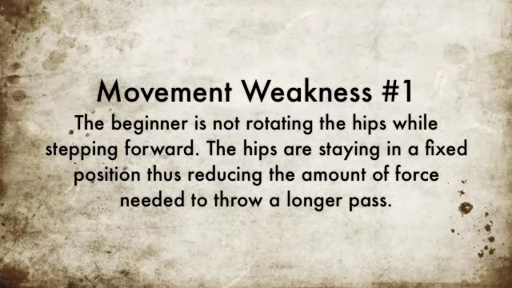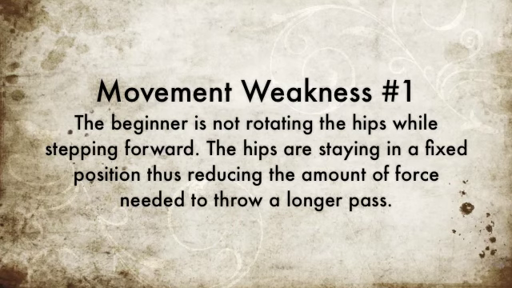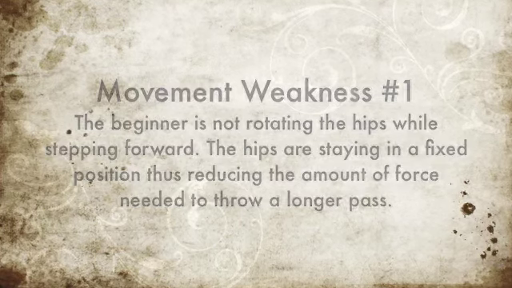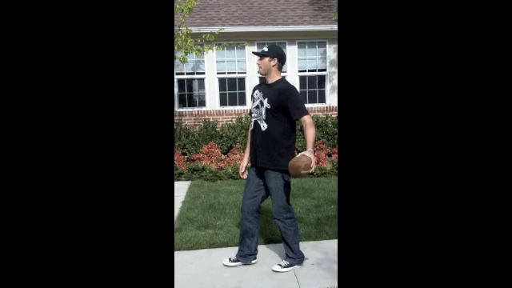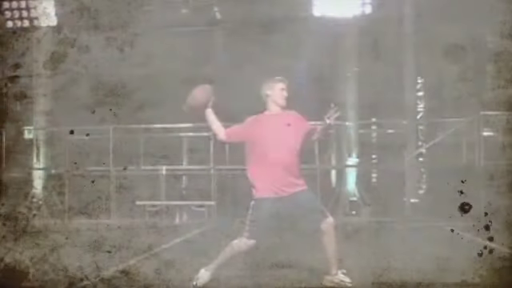For movement weakness number 1, the beginner is not rotating the hips while stepping forward. The hips are staying in a fixed position, thus reducing the amount of force needed to throw a longer pass. Compared to the beginner, the expert's hips are open towards the target, which will increase their velocity of the throw.